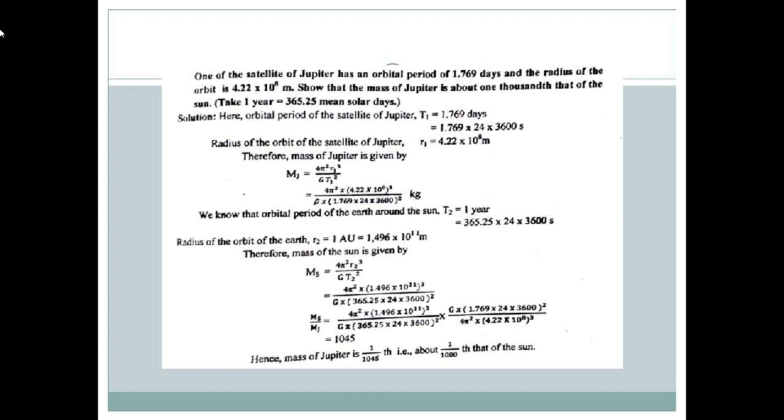When you solve, many things are common. G will get cancelled, 24 × 3600 will also get cancelled, and 4π² will also get cancelled. You will be left with the answer 1045. Hence, the mass of Jupiter is 1/1045 of the Sun, that is about 1/1000 that of the Sun.